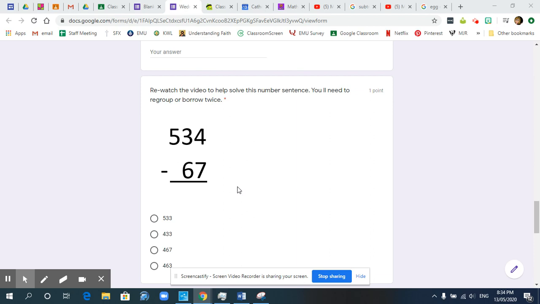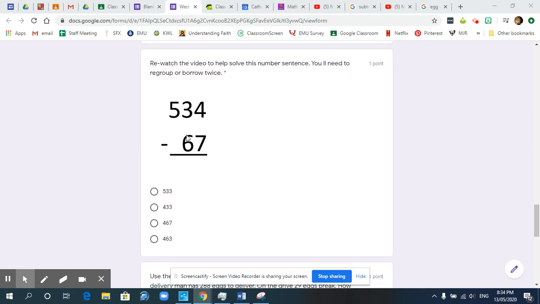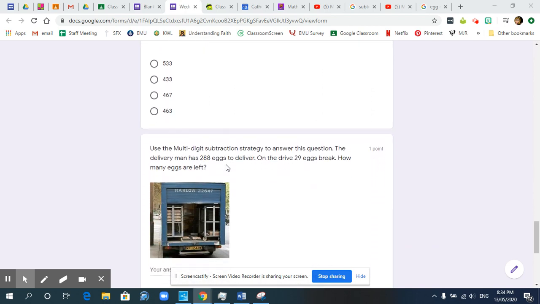Re-watch the video for this one because this number sentence you need to regroup twice. So you might need to re-watch, but I've made it a multiple choice to make it a little bit easier. 534 take away 67. Use that regrouping or borrowing strategy shown in the video, which will make it really easy.